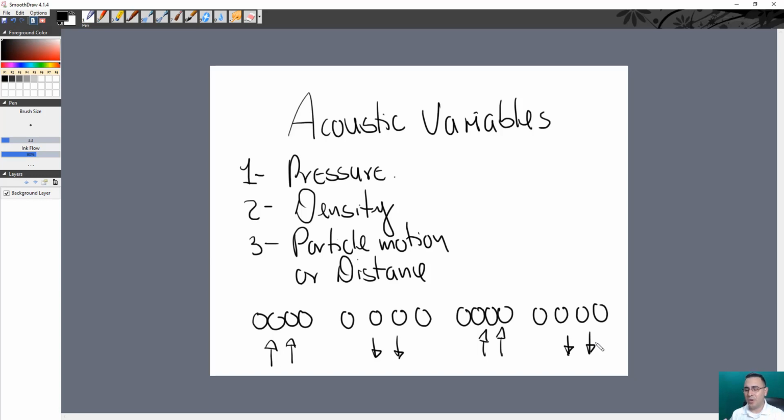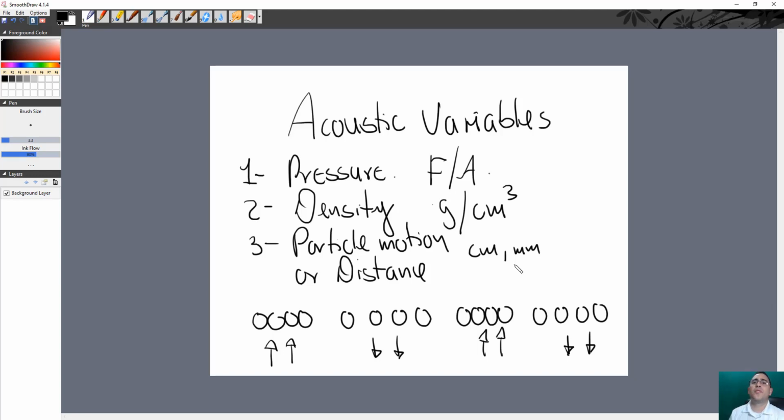So let's talk a little bit about the concept of pressure. That's when you apply a force over an area. Force over the area. Density is grams per cubic centimeter, so you're basically putting some mass in a volume. And of course, for particle motion or distance, we're going to use centimeters or millimeters or any unit of distance. So it makes sense. Those are the acoustic variables.